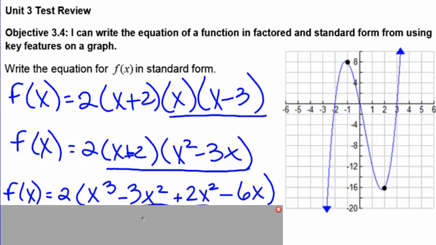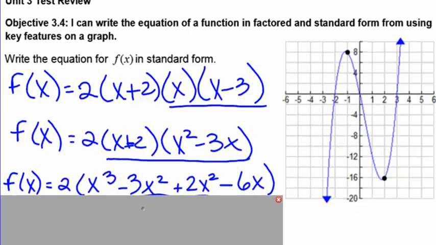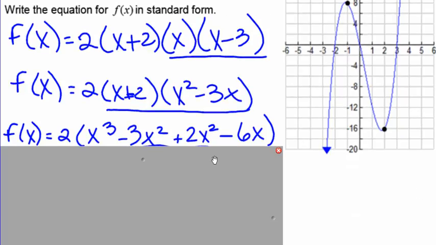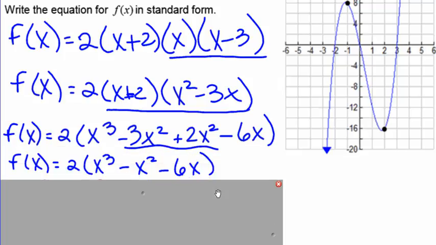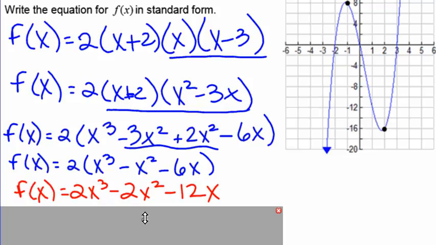So again, at this point, what we might want to do is combine some like terms. We've got some quadratic terms that we could put together. So a negative 3x squared and a positive 2x squared would be a negative x squared. And we've almost got our equation in standard form. We just have to distribute every term by 2. So it looks like our standard form for our function f of x is equal to 2x to the third minus 2x squared minus 12x.